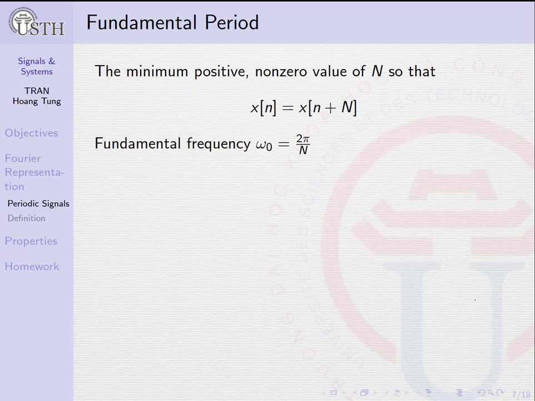So this is how we define a periodic signal in the discrete domain. As long as the signal repeats itself after a certain number of samples, it's called a periodic signal. And the minimum number that satisfies this condition, which must be positive and non-zero, is called the fundamental period N. And if you take 2 pi divided by N, we call that the fundamental frequency. This is all the definition you should know about periodic signals in the discrete domain.